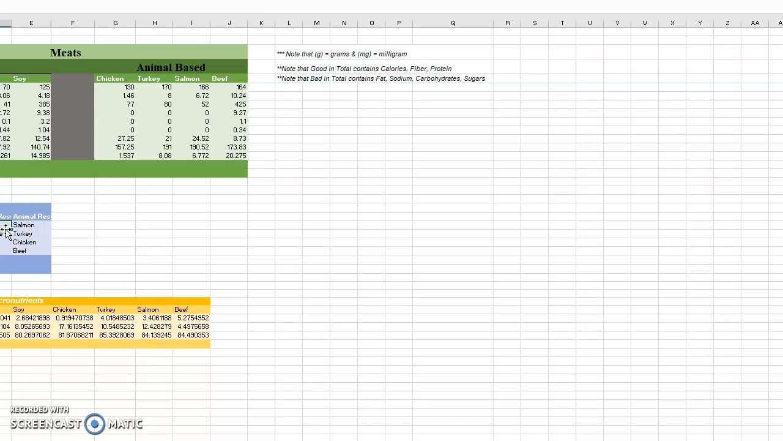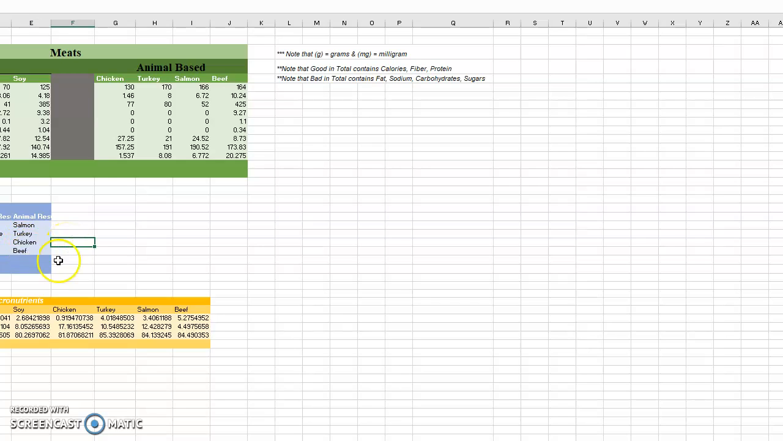And we came up with the results that for the vegan meats, Beyond was the best. And for the animal meats, salmon was the best. Second was Impossible for vegan, and second was turkey for animal. Soy was third for vegan, and chicken was third for animal. And then tofu was last, and then beef was last for the animal-based.